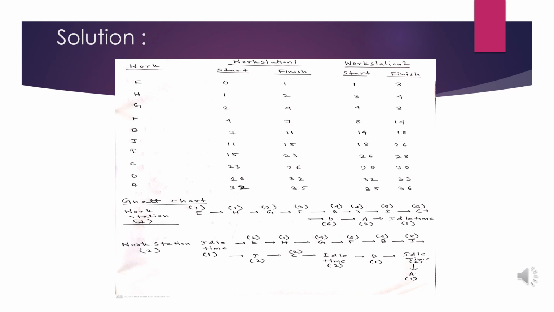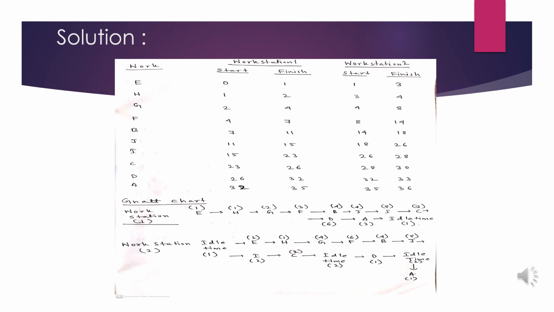Now if we go back to workstation 2, the work of workstation 1, E, has finished at 1. So definitely it will be starting at 1, having a processing time of 2, finishing at 3. H will be starting at 3, processing time of 1, finishing at 4. So if you now carefully look at it, up to work C, there is no idle time provided within that period of time. There is no idle time provided for workstation 2.